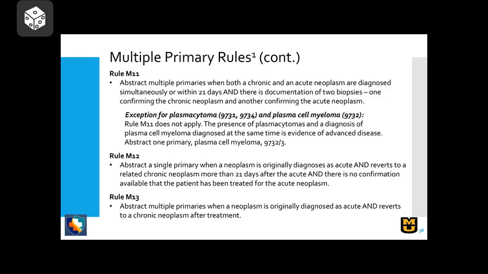chronic neoplasm more than 21 days after the acute, and there is no confirmation available that the patient has been treated for the acute neoplasm. Rule M13. Abstract multiple primaries when a neoplasm is originally diagnosed as acute and reverts to a chronic neoplasm after treatment.